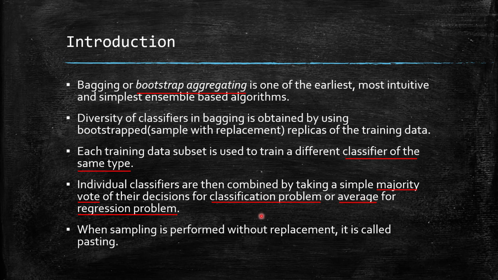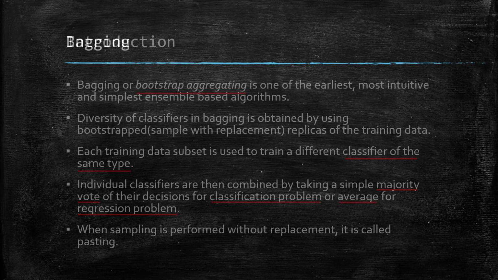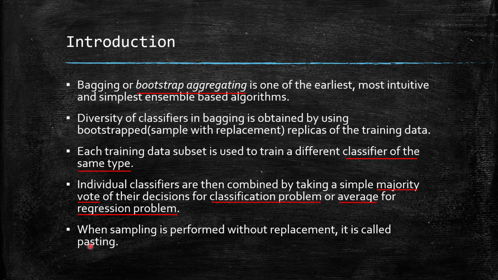Now we talked about bagging. When we do sampling with replacement, it is bagging, but when we do sampling without replacement, it is called pasting. That's the difference between these two algorithms. In scikit-learn, it's just a parameter which we change that turns a bagging classifier into a pasting classifier.